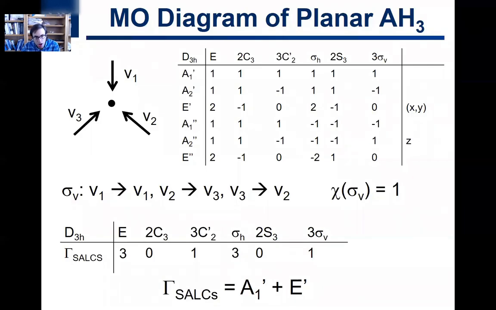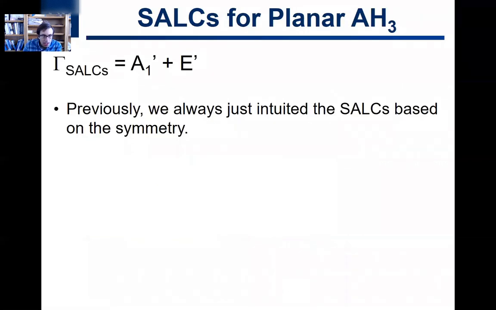All right, so we're able to go through the mechanics to figure out that the symmetry of the hydrogen 1s SALCs, for a planar AH3 molecule, D3h, is going to be A1 prime plus E prime. And we know there's three SALCs, okay? Two of them are the E primes, one of them is the A1 prime, the totally symmetric one.